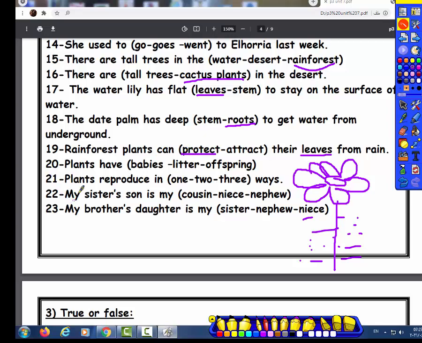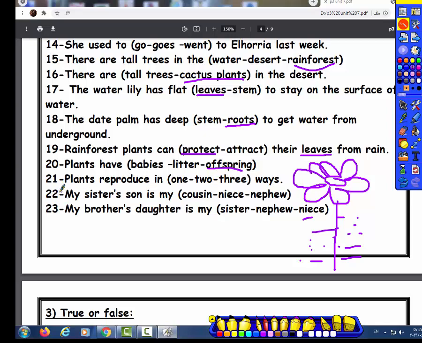Number 20, plants have babies, litter, or offspring. Plants, like animals and people, have what? Have offspring, have children, have babies. Offspring means children or babies.